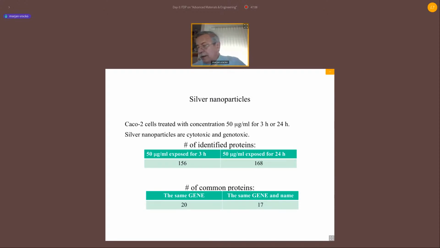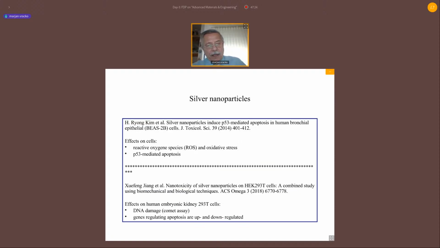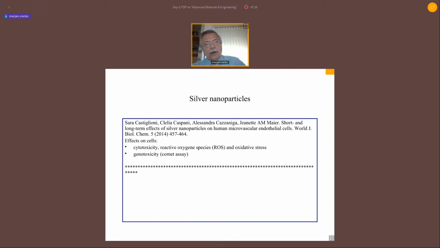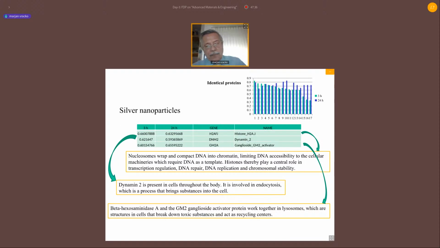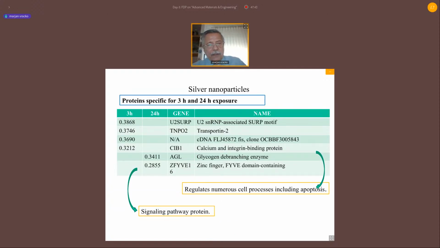And we also tried to include silver nanoparticles in our study, but those data were not complete. So we made just some very simple chemometrical analysis, trying to indicate the most important proteins, but actually we were not very successful here. We can find some proteins, but this is maybe still under investigation.